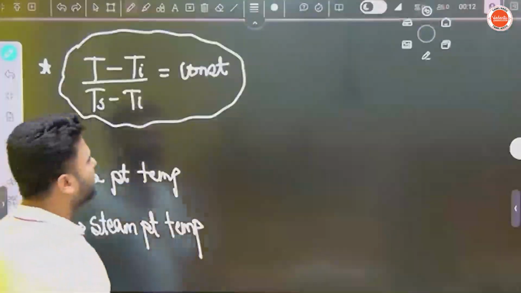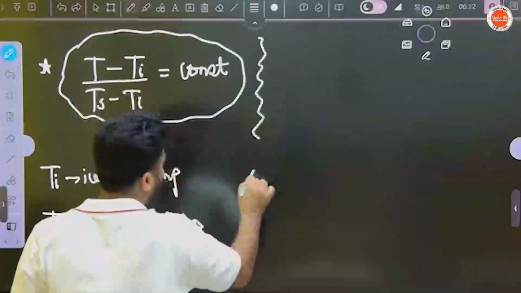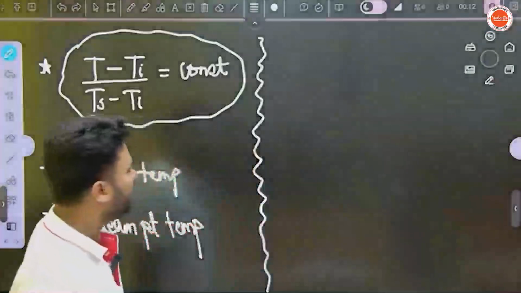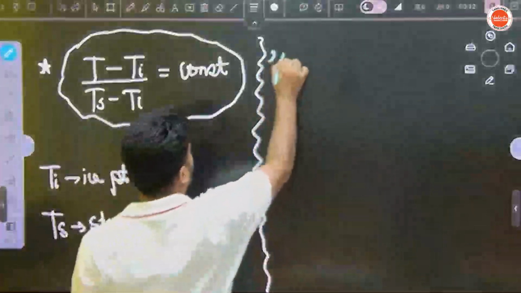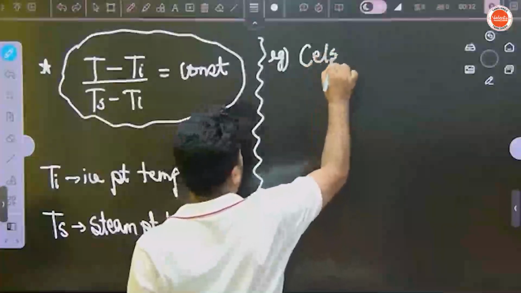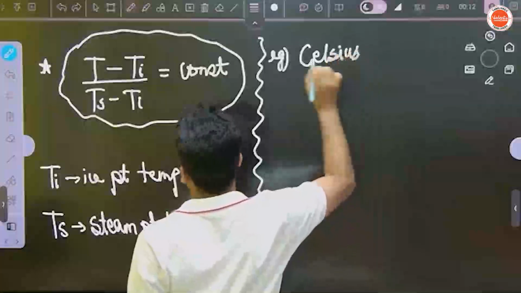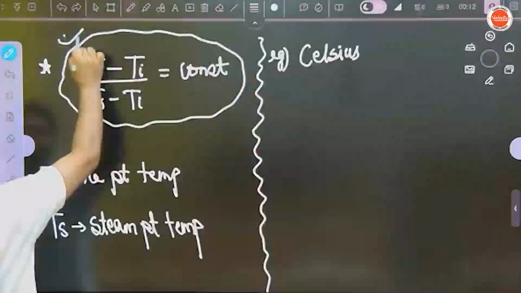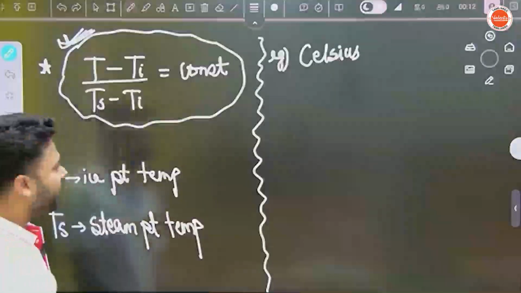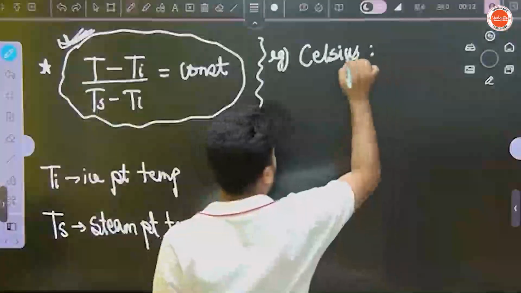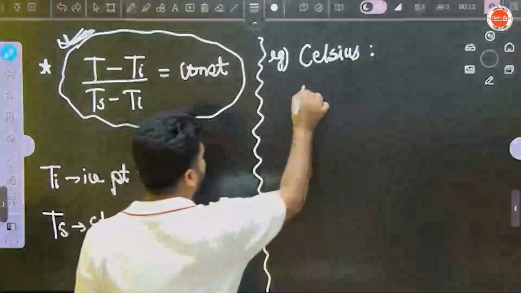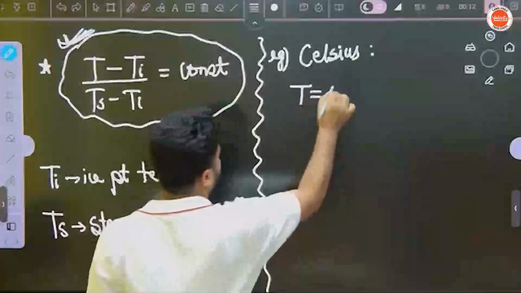Now, what kind of question can they ask? They will say that we have a Celsius scale. Again, I am saying, all the scales follow this rule. So, they have given a Celsius scale, and the temperature in the Celsius scale is, suppose, 40 degrees Celsius.